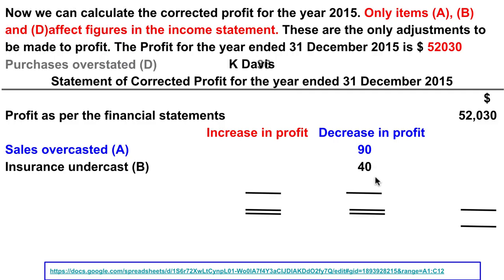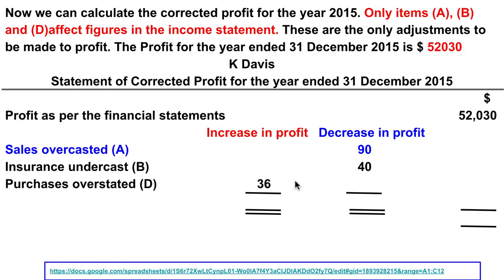The next one is purchase account is overcasted. Purchase is overcasted, so total cost of sales is overcasted. So what would happen? The total profit is undercasted because of this. So we have to add to the profit. So here we can see that 36 is an increase in profit and we are decreasing 130. The difference only we have to write here.